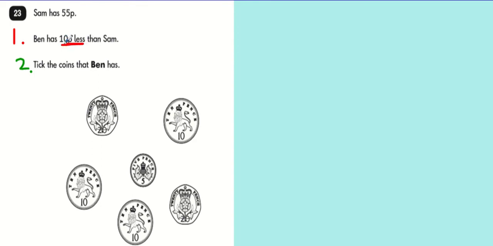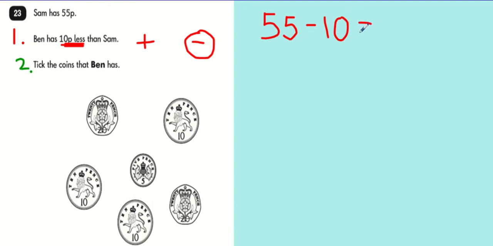Now, he's got less than Sam. So which operation will we be using? Will we be adding? No, because he's got less. So that word tells us that we're going to be taking away. Yes? So we're starting with 55p. That's how much Sam has got. And we need to take away 10p to find out how much money Ben has got.